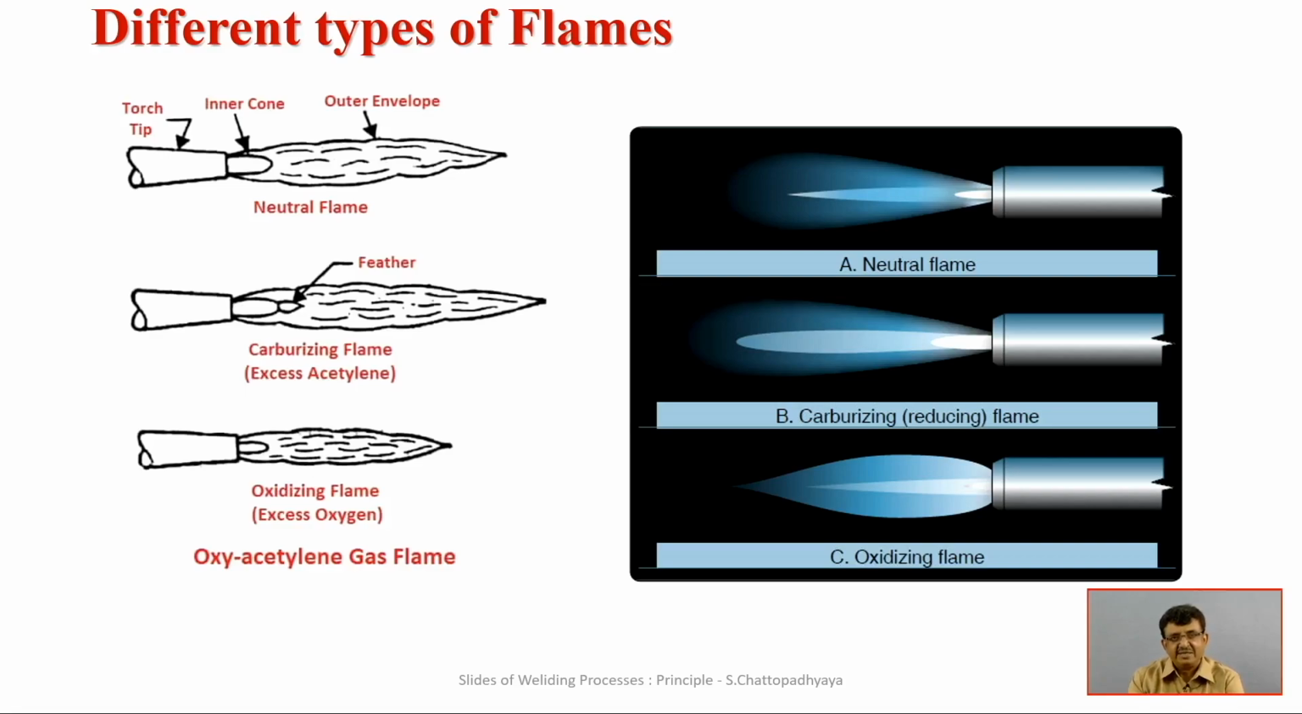From this feather itself, one can easily find out what character of the flame it is, whether it is a neutral flame, or a carburizing flame or reducing flame, or an oxidizing flame. And there itself, without testing of the gases, people can find it out, and they have their own applications. Carburizing will do some carburization, so some hardness will increase. In some cases we require oxidizing, and in most cases neutral flame will do the job of welding.